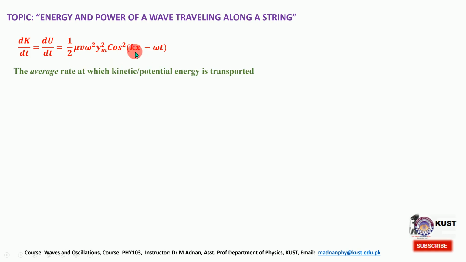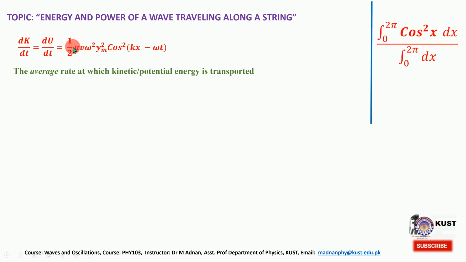Since we are dealing with harmonic, periodic functions, it is better to find the average value. So the average rate at which the kinetic or the potential energy, since the two are equal, is transported. For that, these things are constant, and only this cos square function varies over one cycle. So to calculate its average value, this comes out to be 1/2.